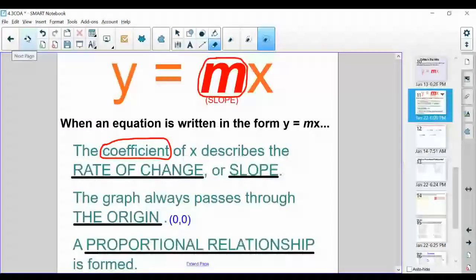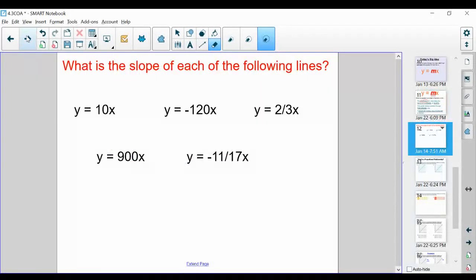So knowing y is equal to mx and m is going to be our slope, what is the slope of each of the following lines? Going to give you a minute to try these out.